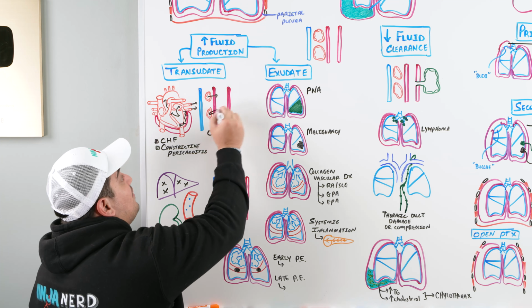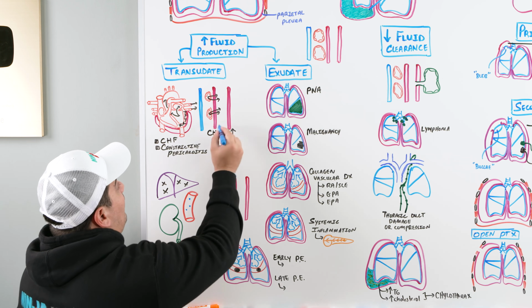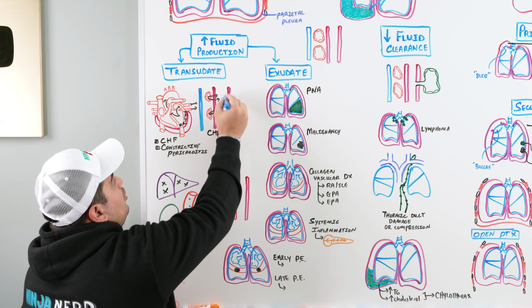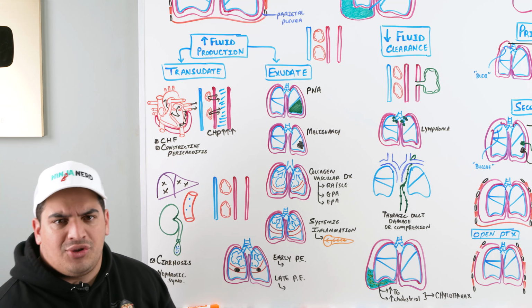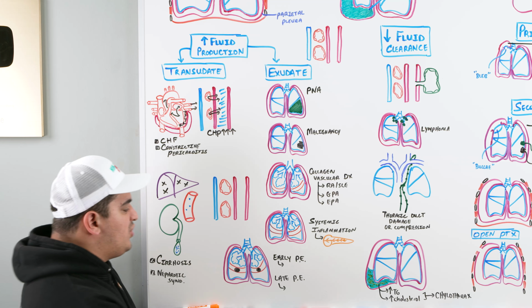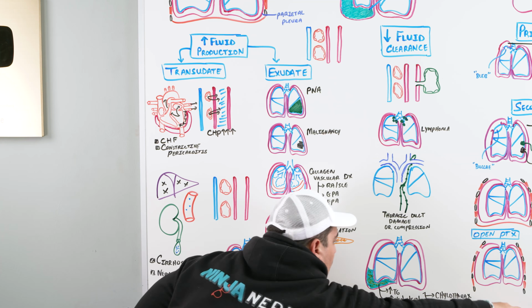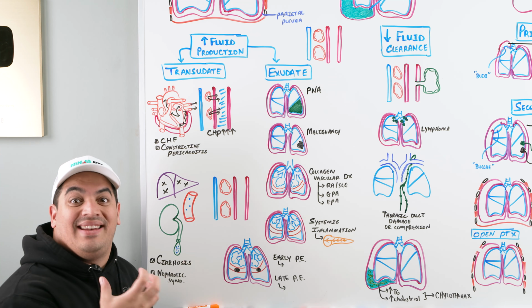And that'll cause this fluid leakage into the pleural cavity. And therefore, we'll develop a nice pleural effusion. So high venous pressures could be due to heart failure, or it could be due to the pericardium around it being super rigid and not allowing the heart to expand and fill.